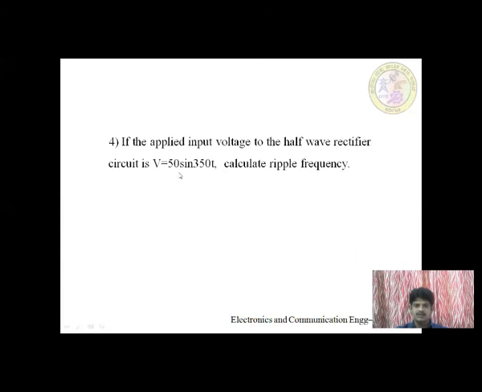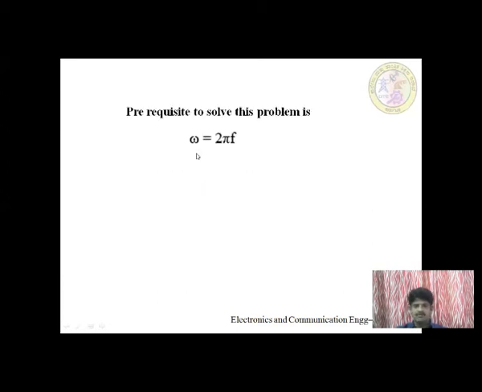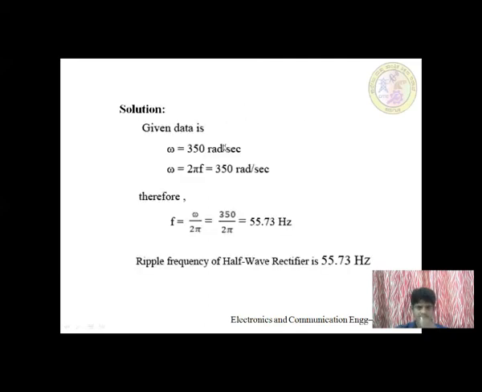We know that V is equal to Vm sine omega t. This omega is 350, and we know the omega equation: omega equal to 2 pi f. So the omega value is given along with the omega equation. If you calculate using this, you can find the ripple frequency of the half wave rectifier. So 2 pi f equal to 350; send 2 pi to the other side, where it becomes the denominator. So 350 by 2 pi, you will get 55.73 hertz. So the ripple frequency of the half wave rectifier will be 55.73 hertz. Okay. So this is the solution for this problem.